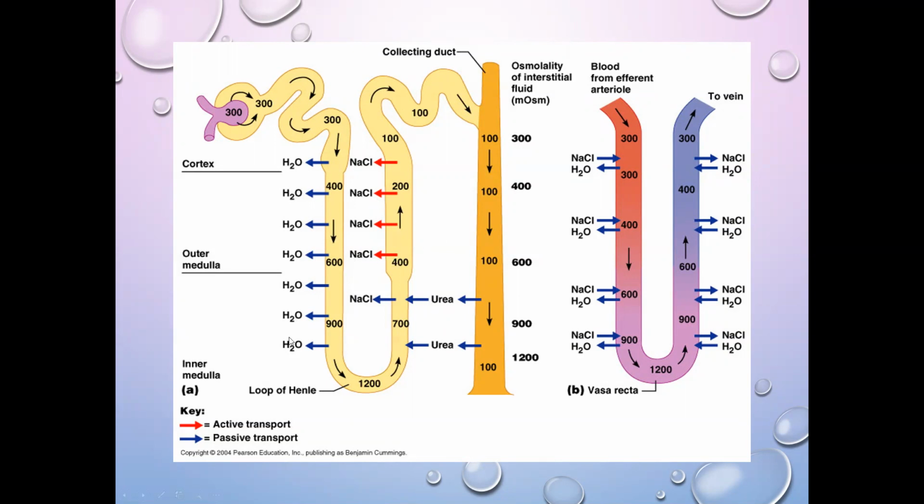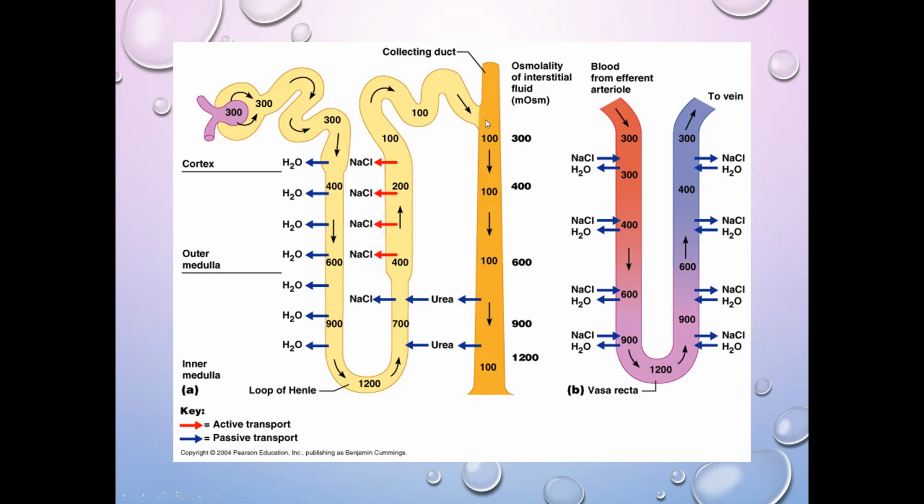Okay, so that's going to come out here. Now what is that doing to my surroundings? It's causing me to have this increasing osmolarity of my interstitial fluid. So it's going to go 300, 400, 600, 900, 1200, all the way across here. And now if this solute is leaving and I'm pumping it out, look at what happens when I get to the distal convoluted tubule and collecting duct.